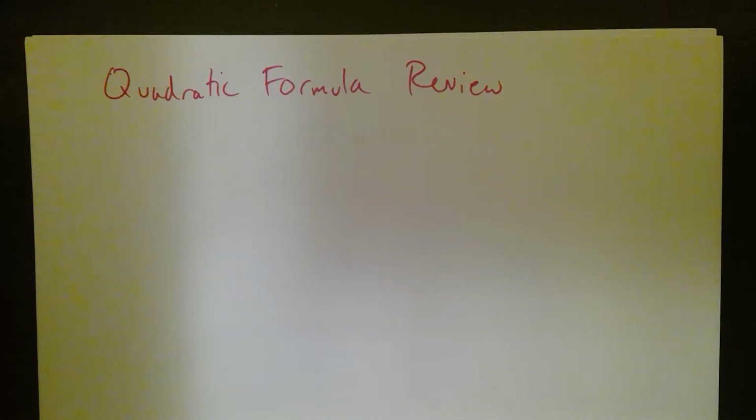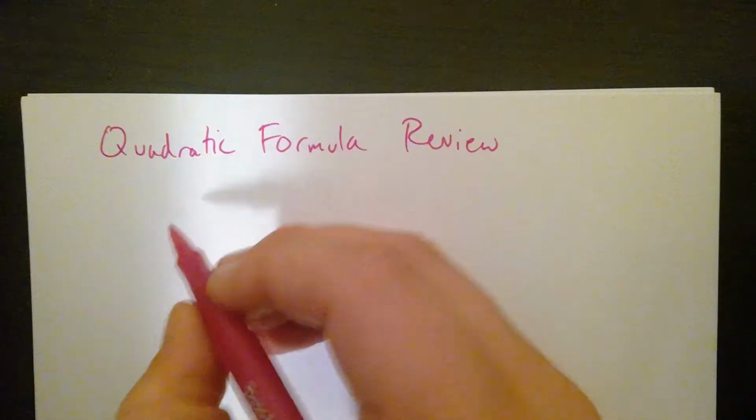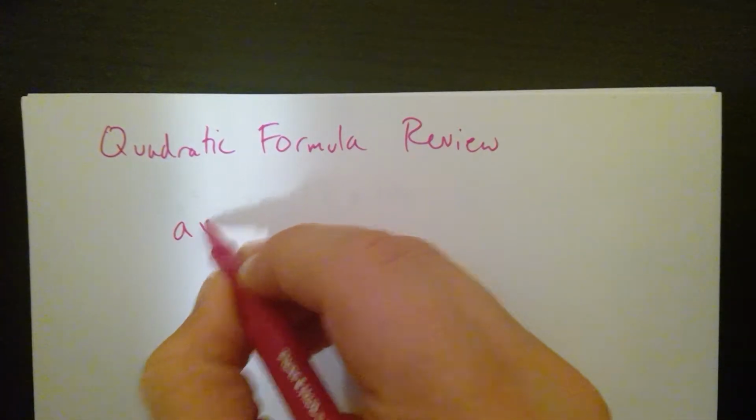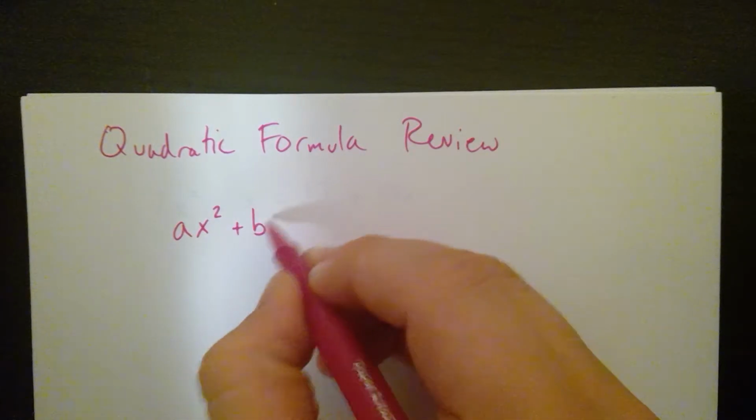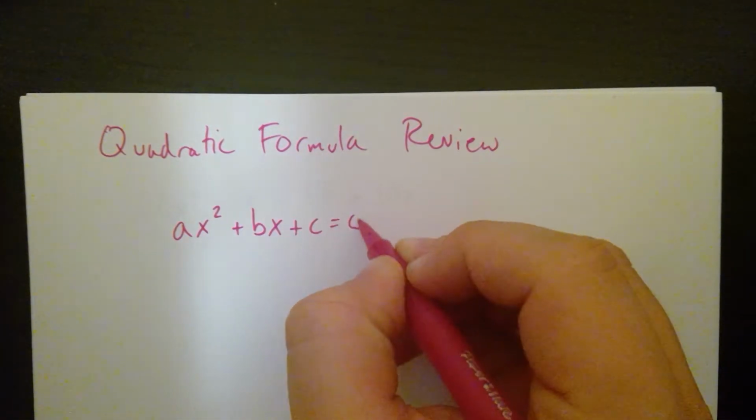This video will be reviewing the quadratic formula. In order to use the quadratic formula, we have to make sure that we are in standard form. Okay? And standard form is ax squared plus bx plus c equals 0.